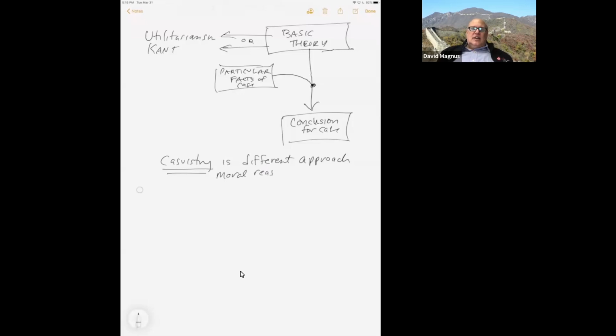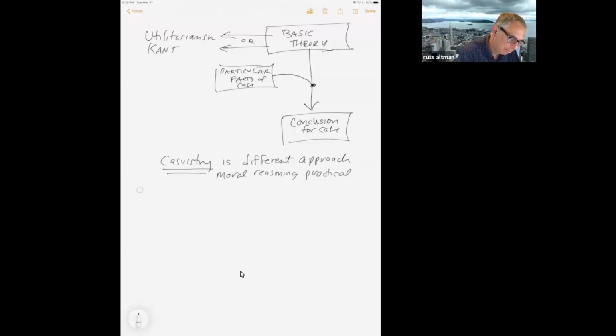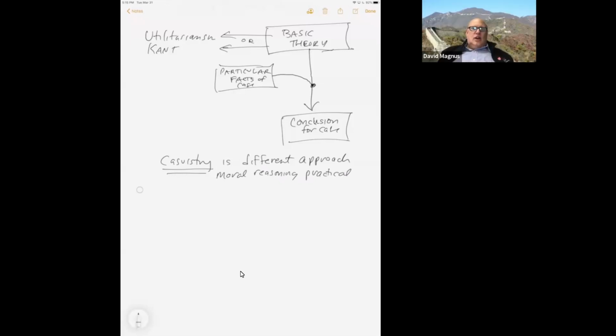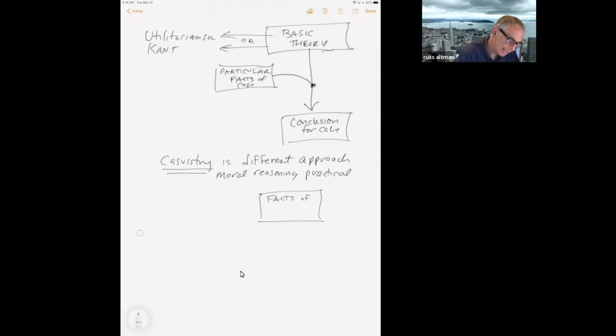So are we going to draw another diagram? I'll draw another diagram. All right, I love it. So the starting point for casuistry, rather than starting with theory, is the particular facts or case. And I think you probably want that over to the left, not there. Oh, wait a minute. That's great because I have a feature I'm very excited about using.